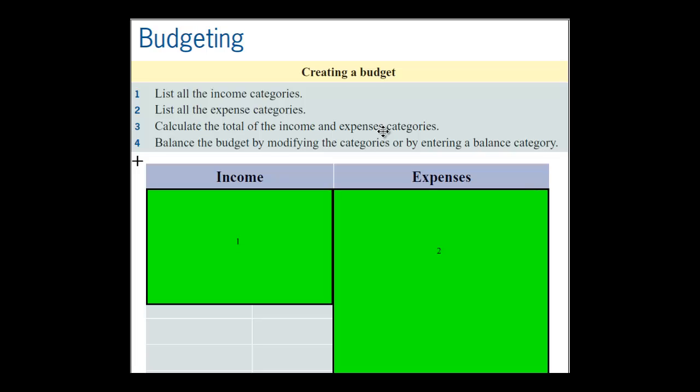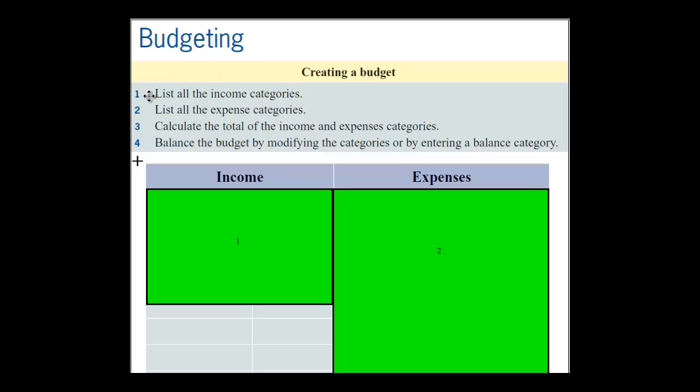At its most basic level, a budget is simply a list of an individual's or a household's money coming in and where it's coming from, and another list of money going out and where it's going to and what it's getting spent on. So as you can see here, we've got 4 steps dealing with a budget.